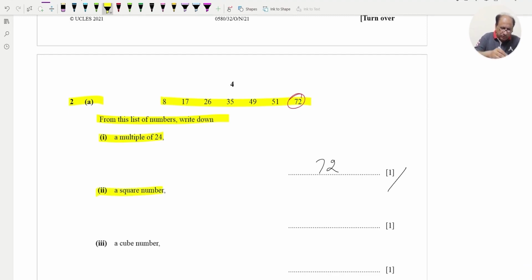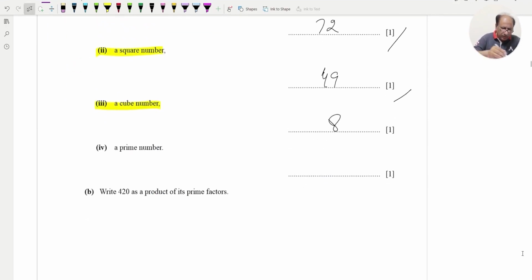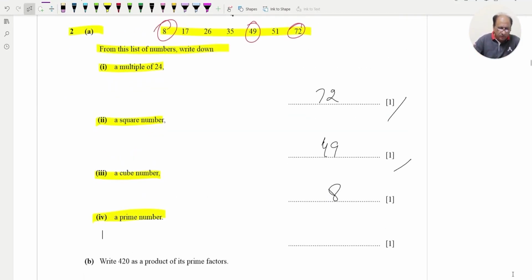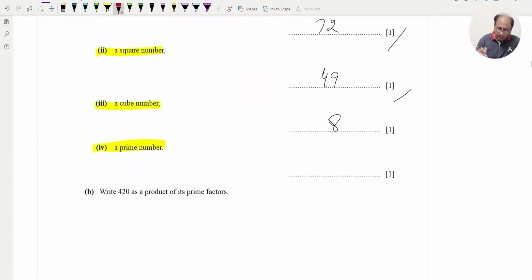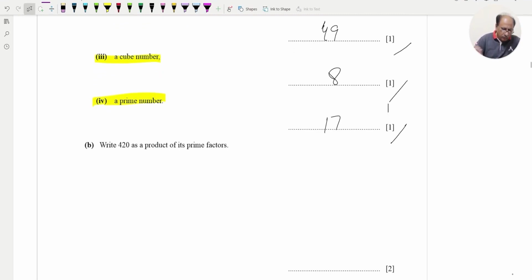A square number is, we can say this one, 7 squared, so we can write this will be 49 as the answer for this 1 mark part. And a cube number is what? Cube number is basically, 8 is a cube number, 2 cubed will be 8, so we can write 8 as the answer over here. And a prime number is a number which is divisible by itself and 1. So 17 is a prime number, which is divisible by itself and 1. So we'll write here 17, and this is also a 1 mark part.